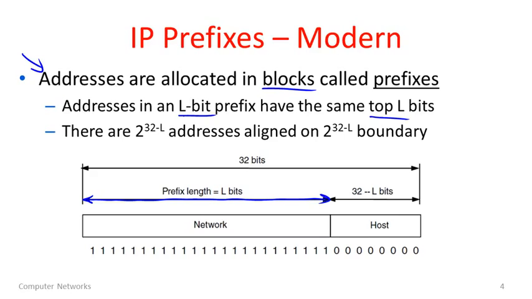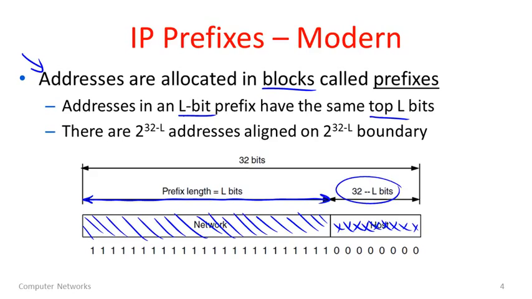Now, if I have the prefix length of L bits, that means that the top L bits in this number are going to have some fixed value, and the last bits here I'll just write X's because they can take on any of the different possible binary patterns. So this means that since the top L bits are fixed and there are 32 bits overall, we have 32 minus L bits at the end that can vary. So there are 2 to the 32 minus L addresses in an L-bit prefix.